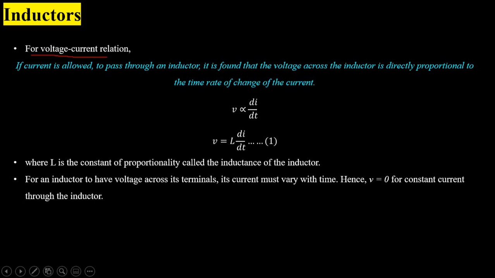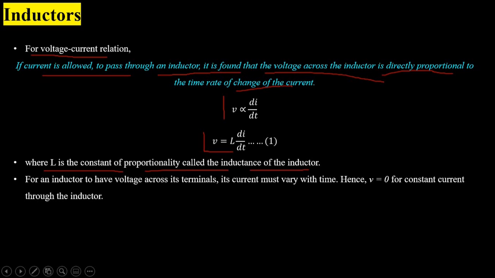For our voltage current relation, we know that if current is allowed to pass through an inductor, it is found that voltage across the inductor is directly proportional to the time rate of change of current, and mathematically expressed in equation 1. And for this directly proportional relation, inductance of the inductor will act as a constant of proportionality. From equation 1 we can say that for an inductor to have voltage across its terminal, its current must vary with time, because voltage is directly proportional to the time rate of change of current. Hence voltage across the inductor will be 0 if current is constant, or in case of DC sources.